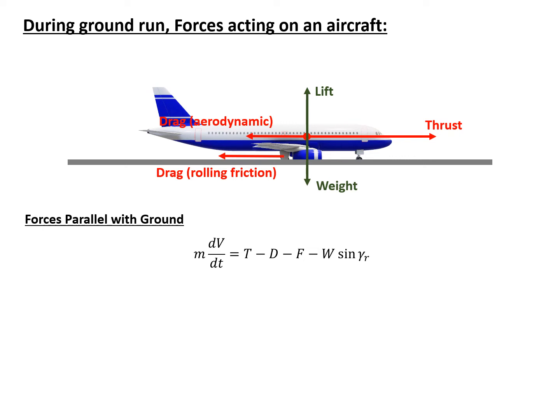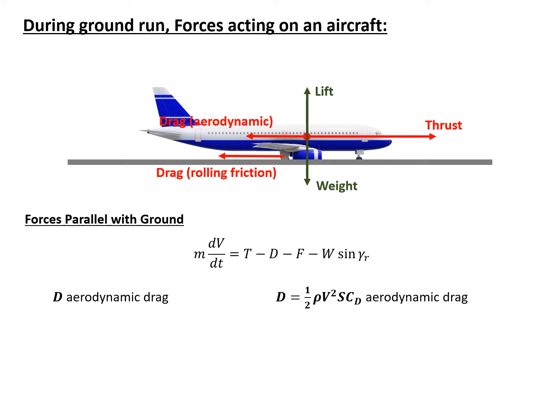If we use Newton's second law, we can have this equation, where the forces are parallel with the ground. On the left-hand side of this equation is mass times dV/dt, where dV/dt is the acceleration. On the right-hand side is T minus D minus F minus W times sine gamma R. You might wonder what gamma R is, and we'll look at this slightly later.